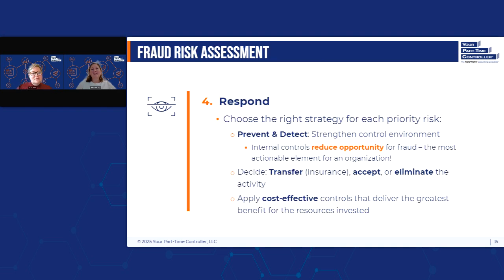So now that we've identified, assessed, and prioritized our fraud risks, the last step in our fraud risk assessment is really to determine how to respond to these risks. And the approach might be different for each of the risks you identify. For instance, you might choose to focus on prevention. And so you might want to separate duties, provide anti-fraud training, for example. You may decide you want to transfer the risk.